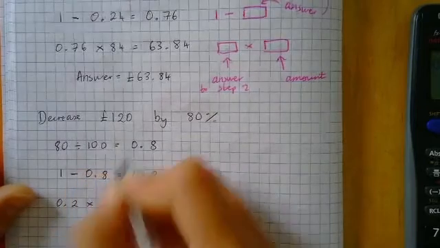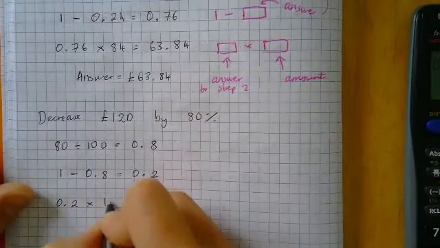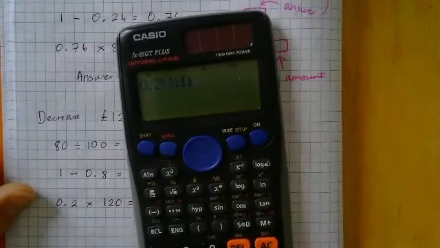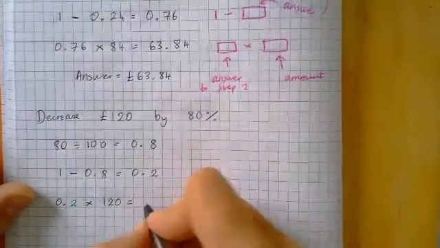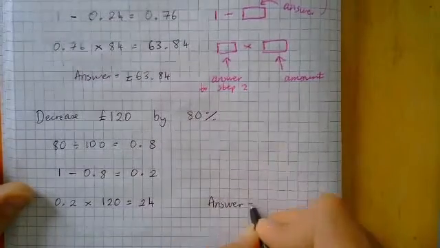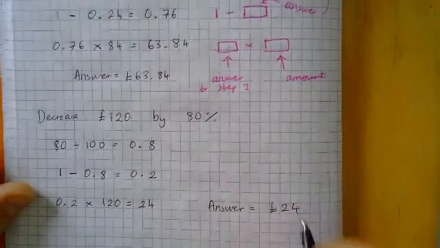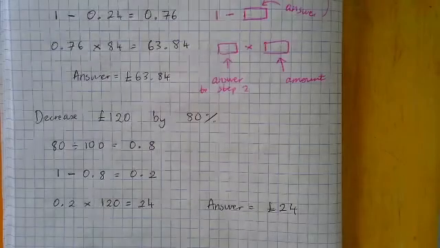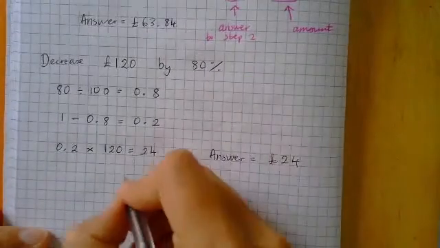And then I'm going to do my answer to that, and I'm going to times it by my amount, which is 120. And then let's see what that gives us. 0.2 times 120, 24. So whatever this thing is, it used to cost £120, and they've taken off 80% of the price, and it now costs £24.